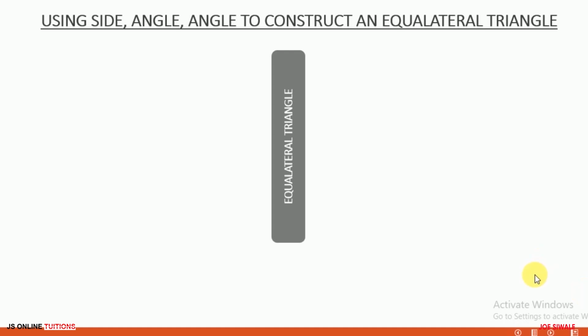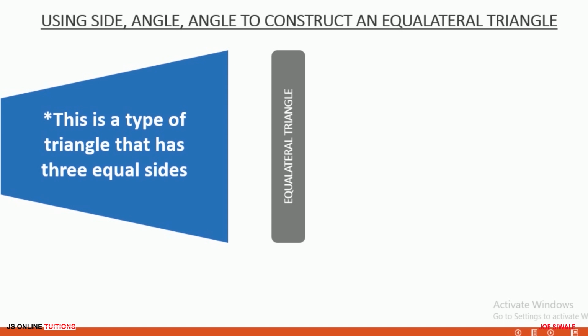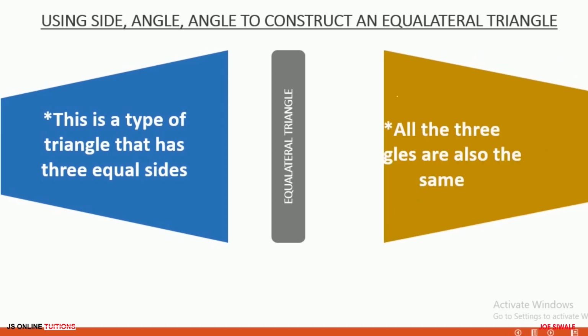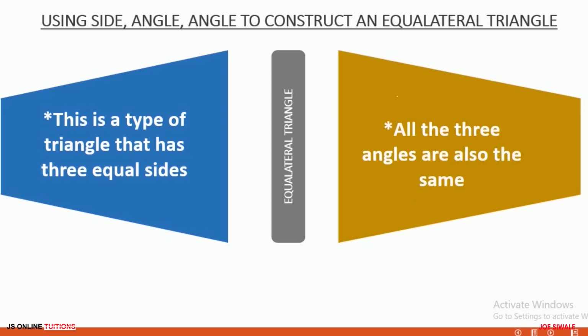Using side angle to construct an equilateral triangle. So what's an equilateral triangle? This is a type of triangle that has 3 equal sides. All the 3 angles are also the same. So let us now look at an example.